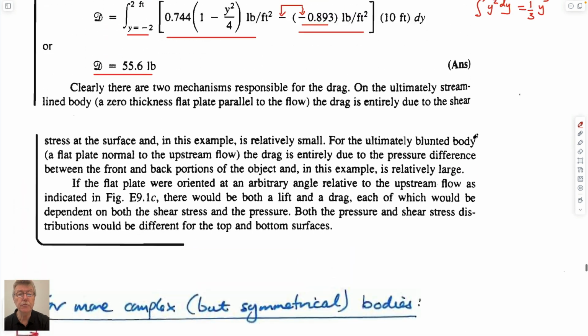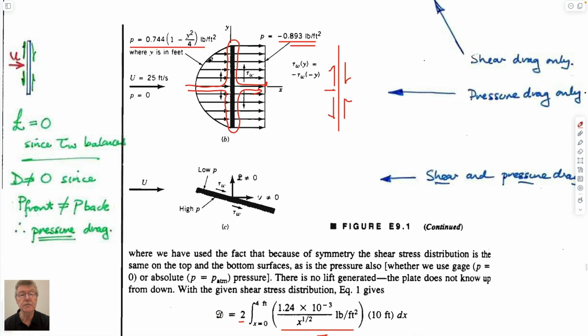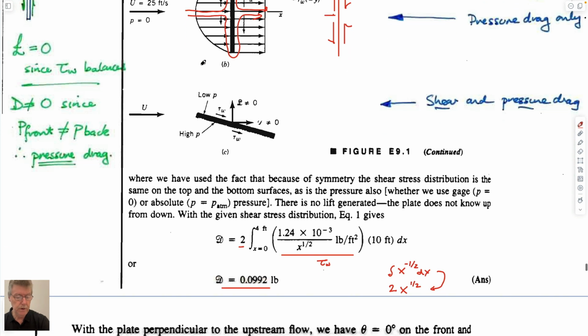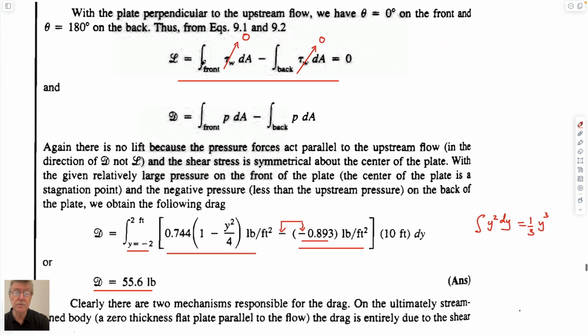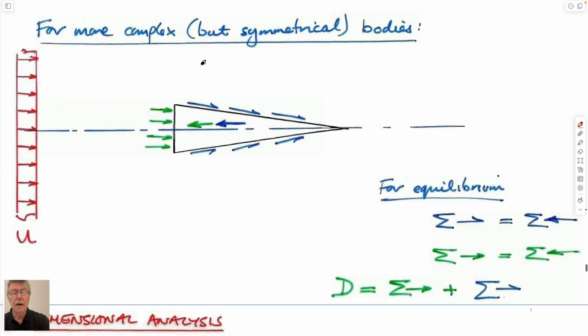So the problem is, of course, that you need to have a solution for the pressures and the shear stresses to be able to do that, which you don't always have. And so that's one way to be able to make those calculations if you have them. What else do we know?